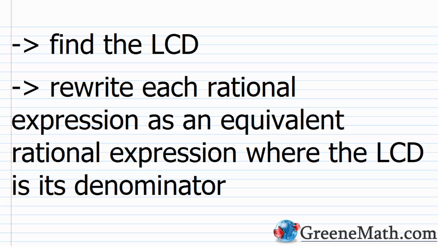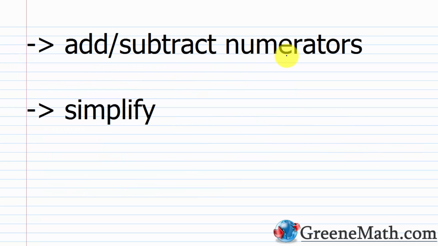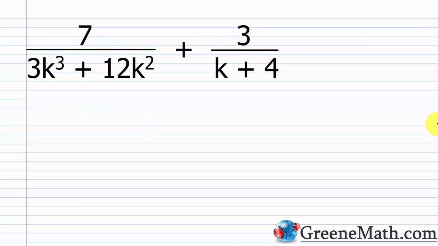The next thing you're going to do is rewrite each rational expression as an equivalent rational expression where the LCD is its denominator, just like we did with the fractions when we were adding them a minute ago. All right, then we want to add or subtract numerators and then simplify. So very, very simple overall procedure-wise. Just, again, if you're working with something that's very long and tedious, it just gets kind of irritating sometimes. So let's start out with this first one.